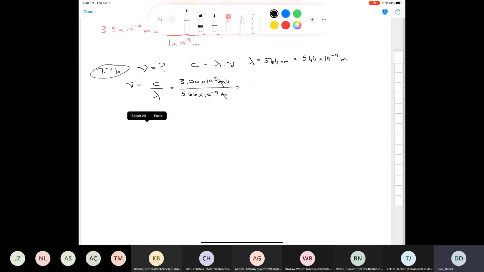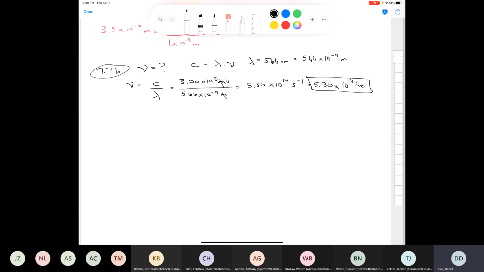And we end up with 5.30 times 10 to the power of 14 seconds to the minus 1. Remember that a seconds to the minus 1 is the same thing as a hertz. So we have 5.30 times 10 to the power of 14 hertz, just like that. Okay, let's move on from there.